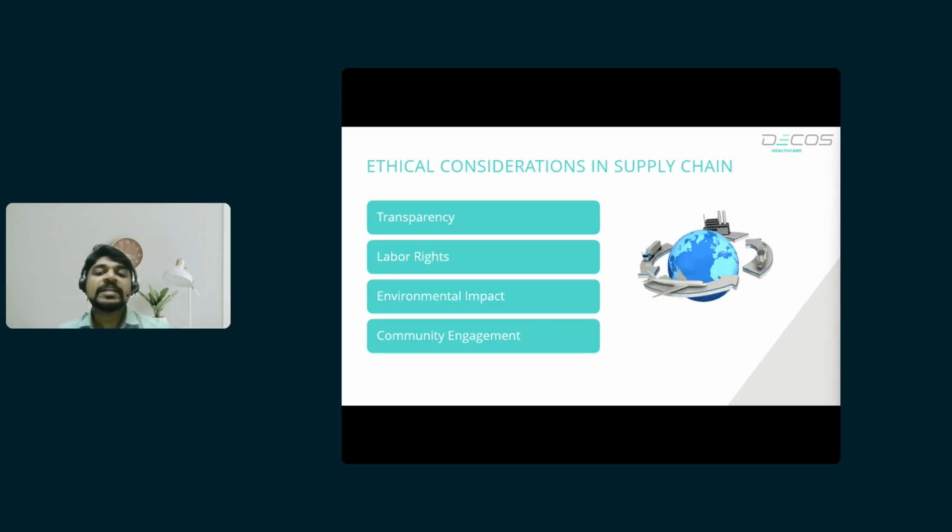Incorporating these ethical considerations into supply chain management is not only the right thing to do, but it can also lead to benefits like improved brand reputation, reduced risk of disruption, and also it can provide enhanced innovation.